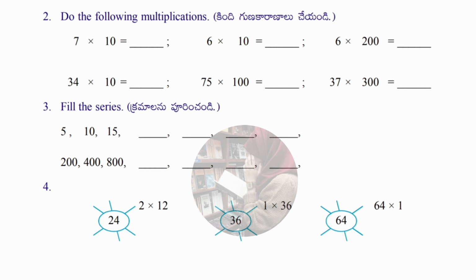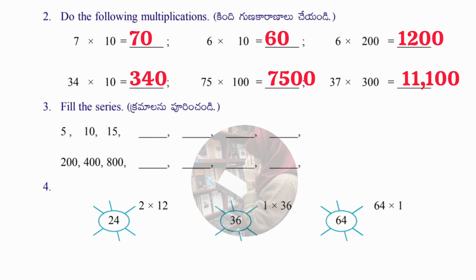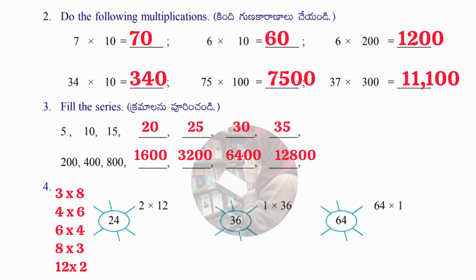Again, now we'll see the second Roman, which is do the following multiplication. Here we have to do the multiplication and write down the answers in the blanks. So 7 tens is 70, 6 tens is 60, 6 multiplied by 200 is 1200, like that. Okay, let's see the third Roman.